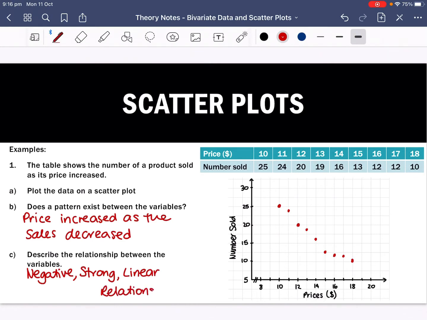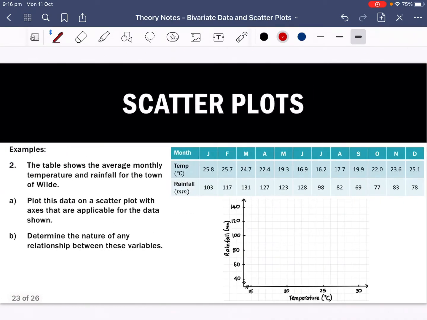You can also write any of those words in any order there as well. Example 2, we have the table shows the average monthly temperature and rainfall for the town of Wild. So we want to plot this data on a scatter plot with the axes that are shown applicable for the data shown. So we have our first temperature of 25.8 and it has a rainfall of 103.